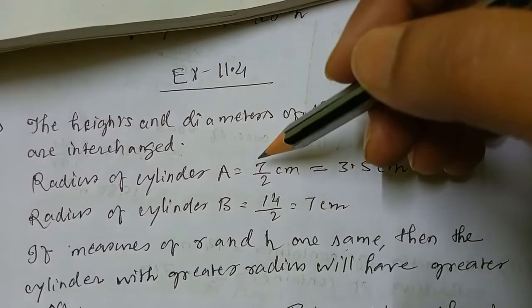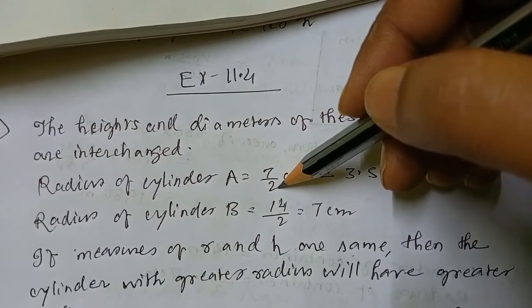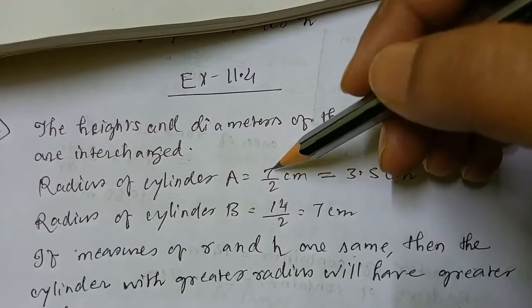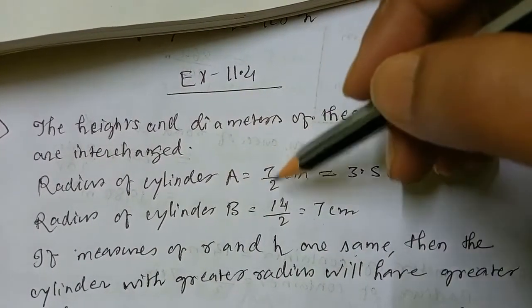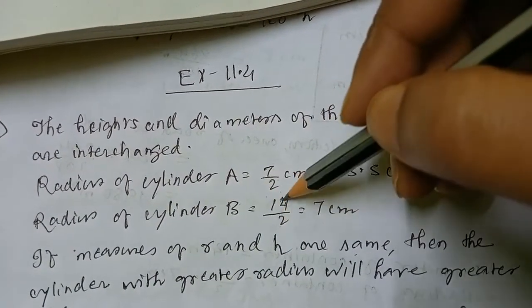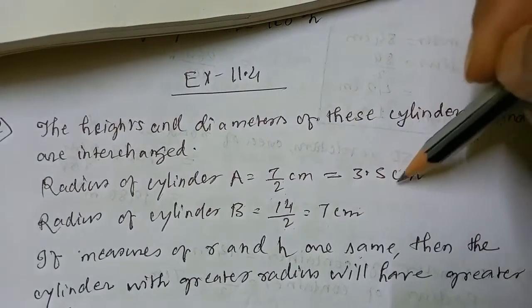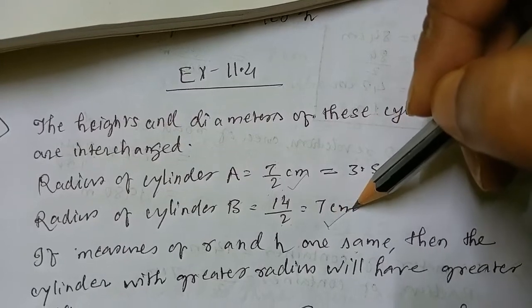What is the radius of cylinder A? It is 7 by 2, because the diameter is given as 7 and the radius is the diameter divided by 2. So 7 by 2 is 3.5 centimeter. What is the radius of cylinder B? 14 by 2, because 14 is the diameter. So 14 by 2 is 7. Here the radius is 7 by 2 and the radius of cylinder B is 7.